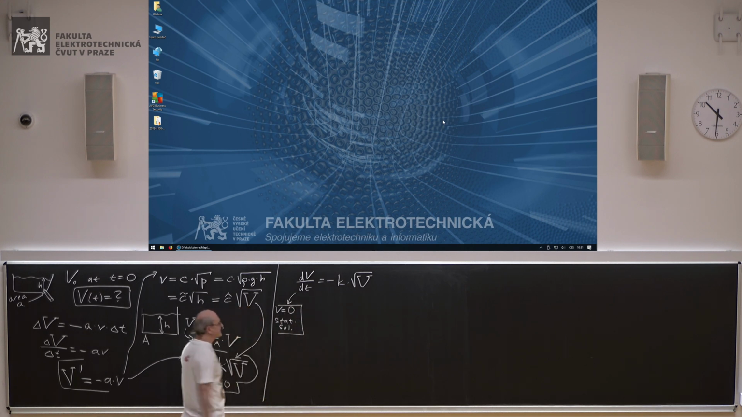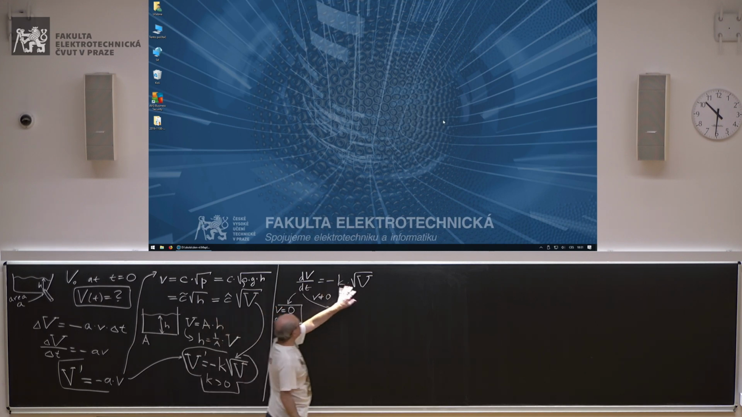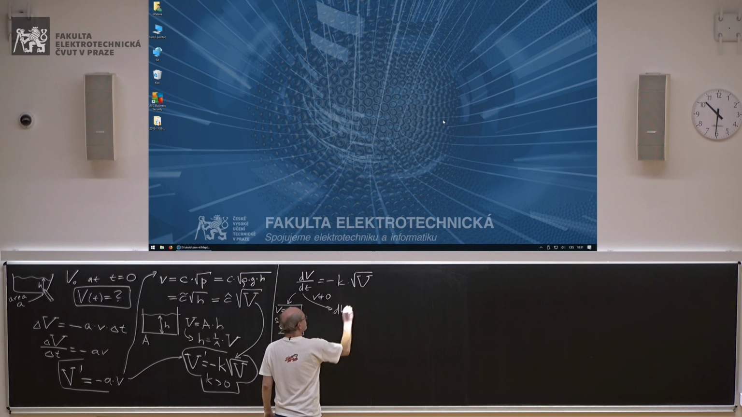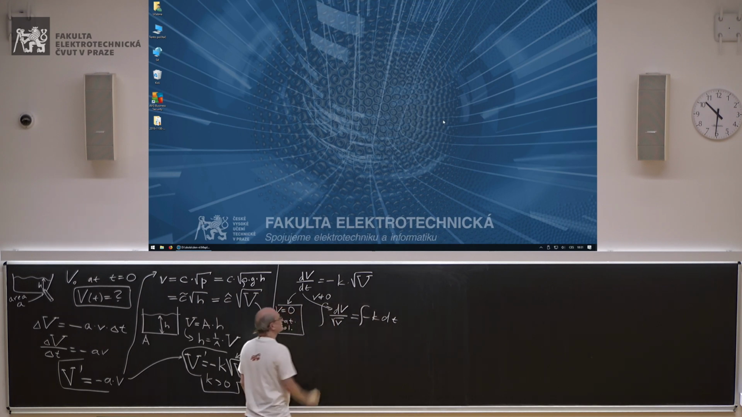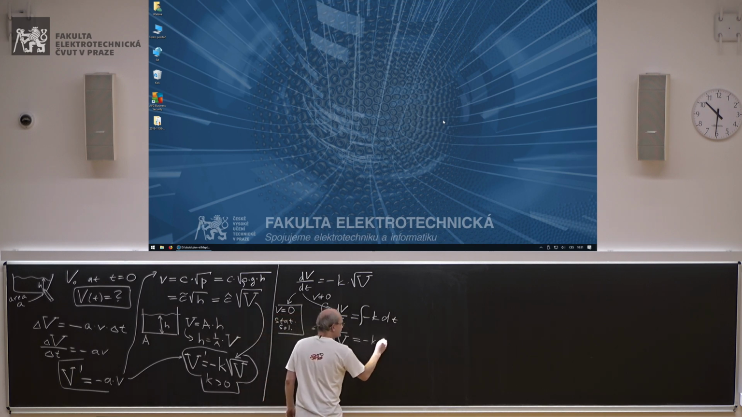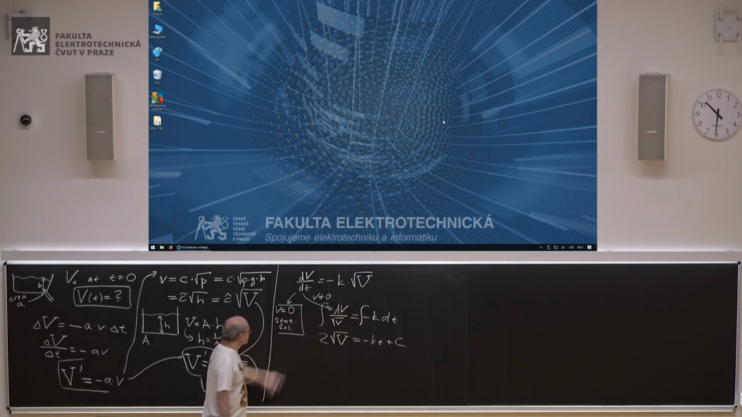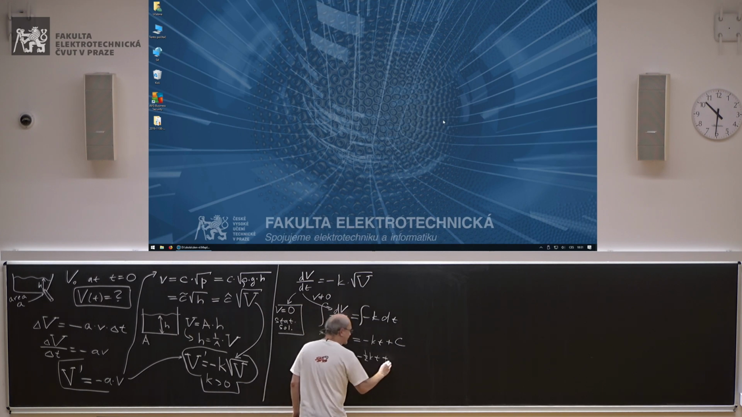Okay, so that's out of the way. And we can move to the second case, when V is not 0. Okay, dt to the right, square root to the left. dV over square root of V is minus K dt. We attach the integrals. And we integrate happily. 2 square roots of V is minus Kt plus C. Then I divide by 2. Square root of V is minus 1/2 Kt plus 1/2 C.